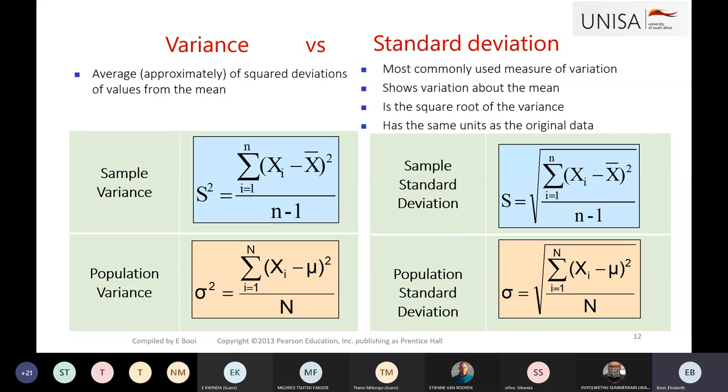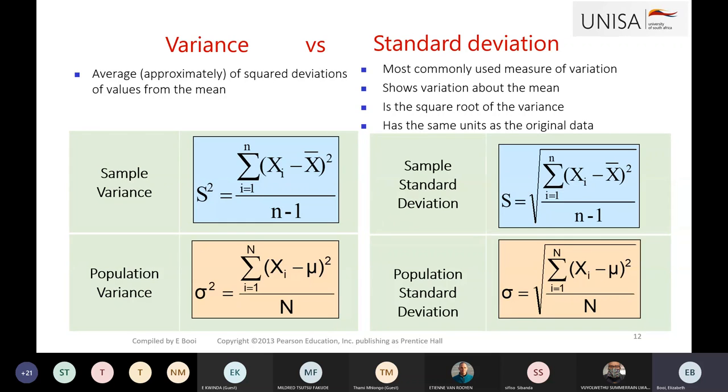Your standard deviation is the square root of your variance. If we take the variance and we put the square root on it, we will find the standard deviation. For your sample standard deviation, it will be the square root of your sample variance, and we use the letter S for the sample standard deviation. The same formula, we just put the square root on it.